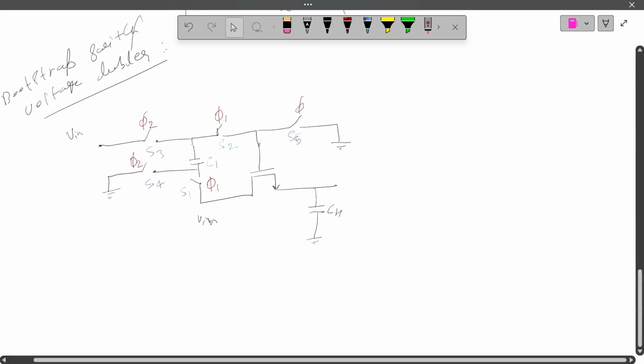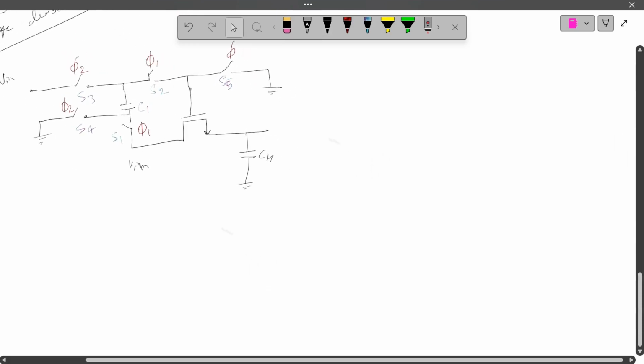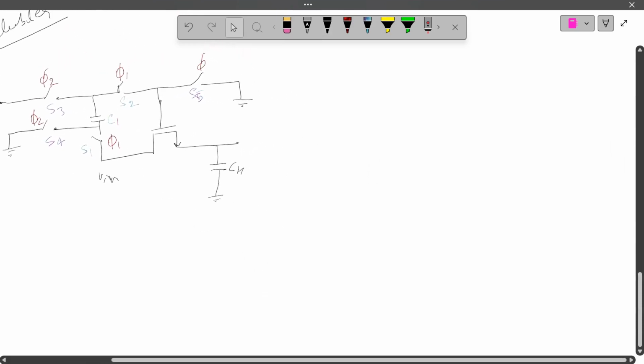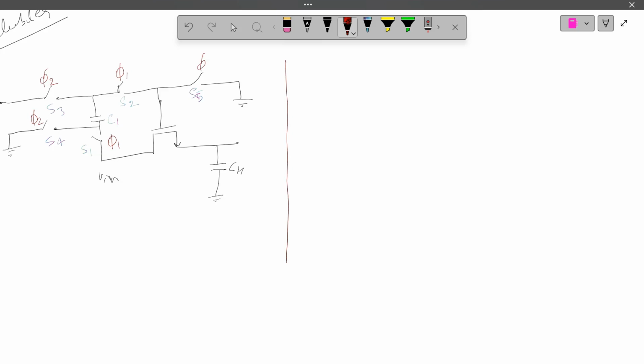At the end, what kind of equivalent circuit will we get? Once the capacitor is charged, what does the sampling circuit actually look like at the end? This will look like, I'm going to draw. Just take a look here.